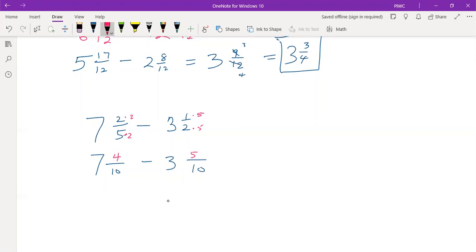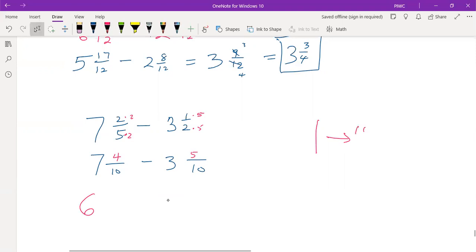But then 4 minus 5 is going to be a negative number. What else can I do? There's a whole number to borrow from. So I have to borrow. I'm going to go to 7 and borrow 1 from the 7, so I'll have 6 whole numbers left. Now the 1 that I borrowed, what is that equivalent to? The denominator tells me the number of parts, right? So I have 10 parts. The LCD is 10 parts. If I have 10 parts, how can I get 1?